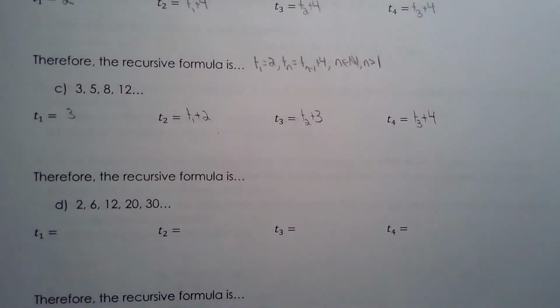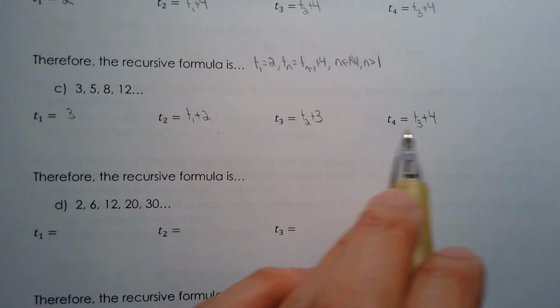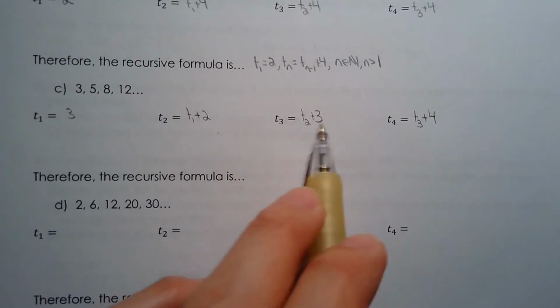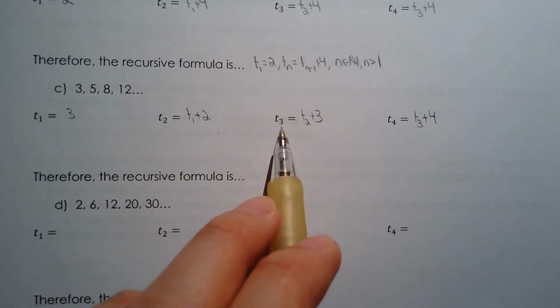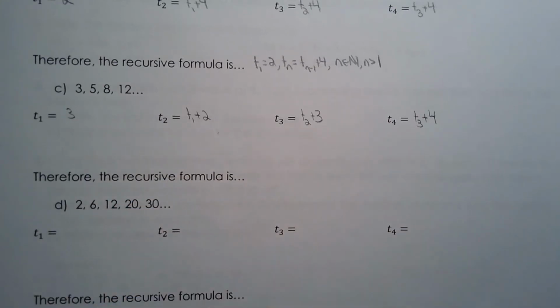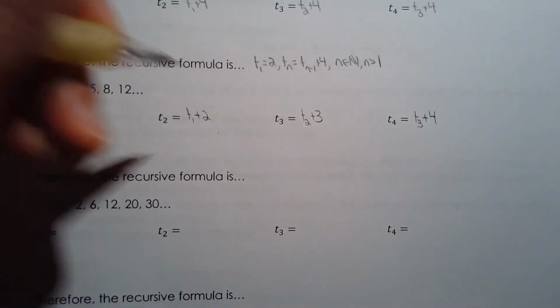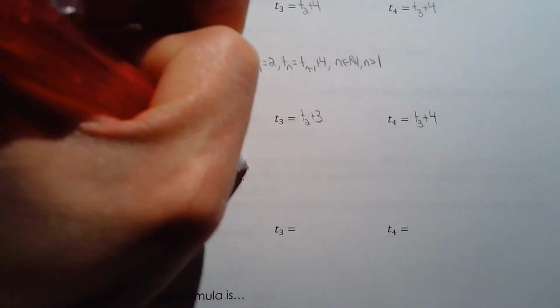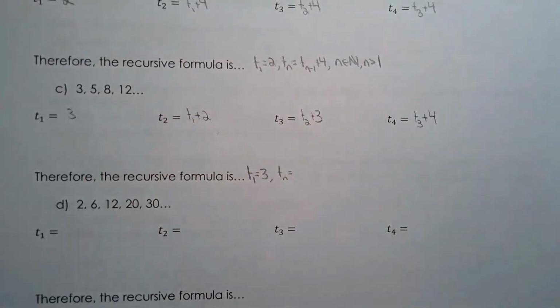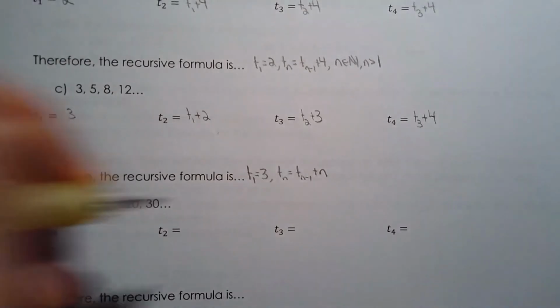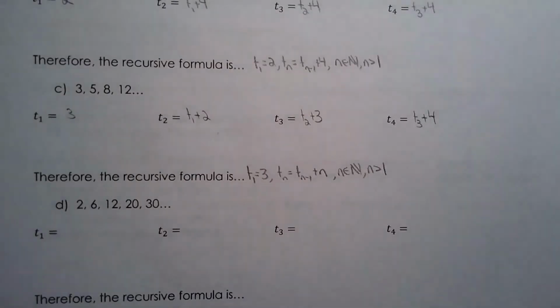Wait a minute. What we are adding by is exactly the same as the term number, right? Add by 2, term number is 2. Add by 3, term number is 3. Add by 4, term number is 4. So I think we can use that pattern to generate our recursive formula. So tell the reader the first term, very important. And then the general term is the previous term plus n. N is a natural number. N is greater than 1. Perfect.